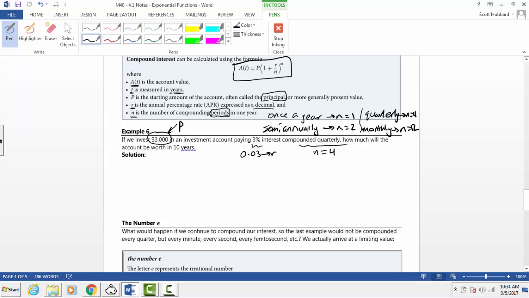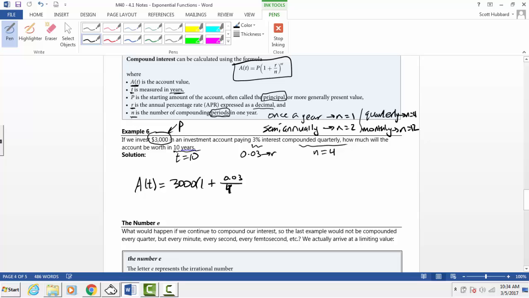And then they tell me how much will the account be worth. They're asking how much will the account be worth in 10, so my time is 10. And so then I just plug it into the formula. So I get A of t is equal to 3,000 times 1 plus 0.03 divided by 4.